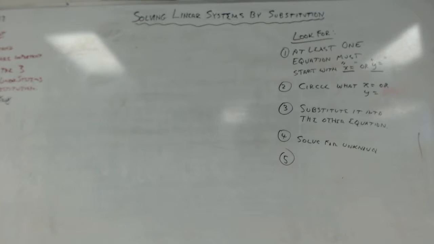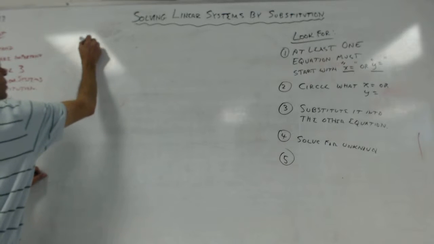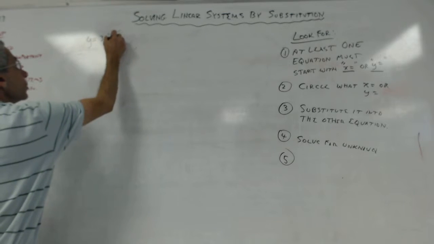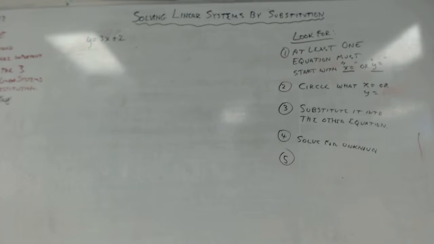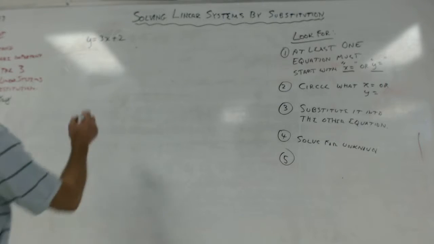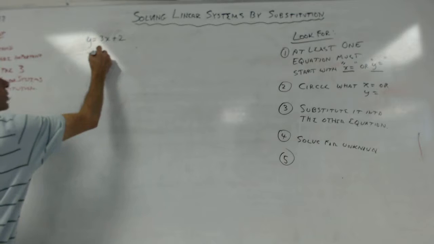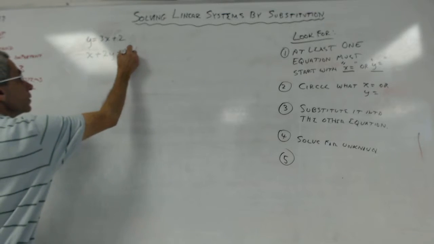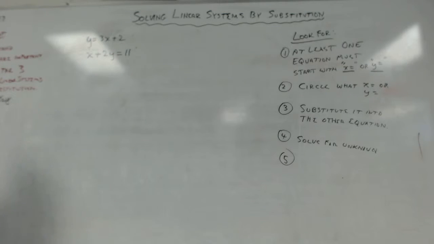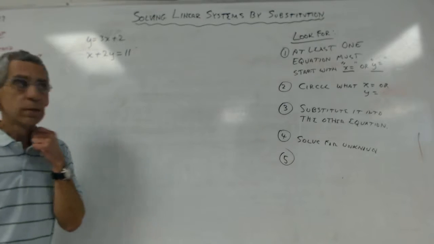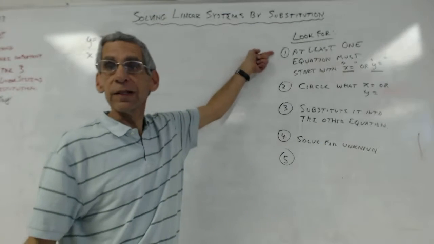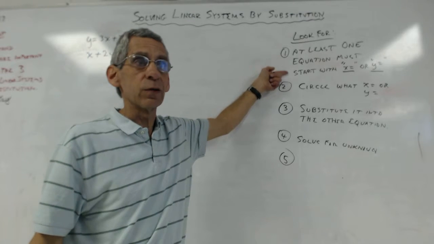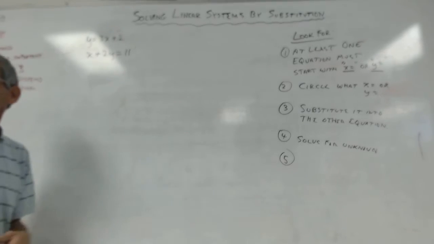So here, let's do y equals 3x plus 2, and x plus 2y equals 11. Okay? All right. So what's my first step? I have to have at least one of the equations that says x equals or y equals. Do I have that? Yeah.